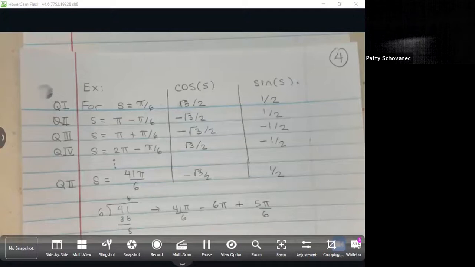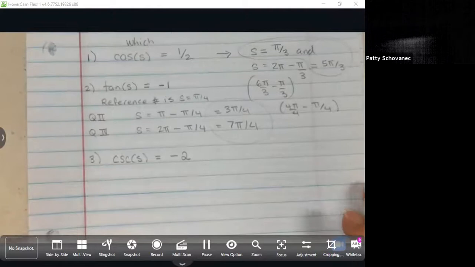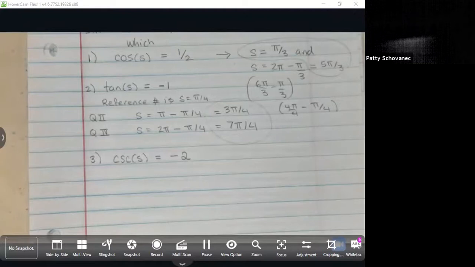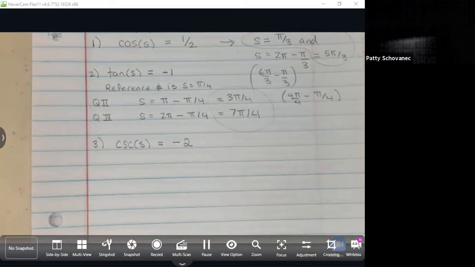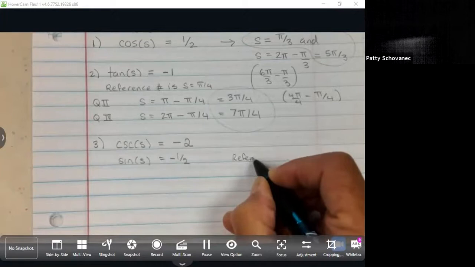Good? All right. So tell me at which angles is, let's see, number 3. Let's go with a cosecant of S is equal to negative 2. Cosecant of S is a negative 2. Where? Cosecant is the reciprocal of which trig function? So we need to know where the sine of S is negative 1/2. Well, I know where the sine of S is negative 1/2. We did that just a second ago, but I'm going to keep it hidden from you. What is our reference angle going to be? It is pi over 6.